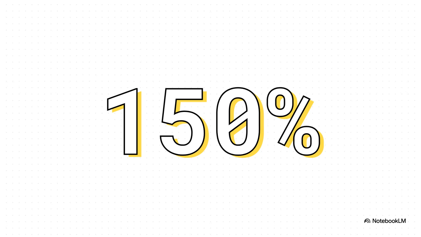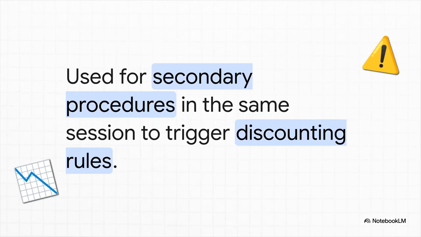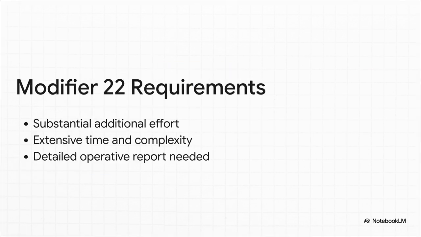Not too shabby, right? Then we have modifier 51, which is for multiple procedures. This one is used for secondary or lesser procedures performed in the same session, which triggers standard discounting rules. But here is a massive exam tip for you. You must never, ever append modifier 51 to add-on codes. Seriously, don't do it.